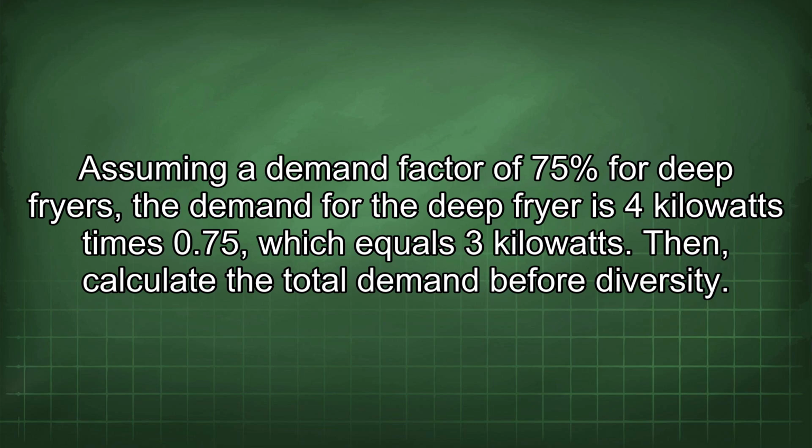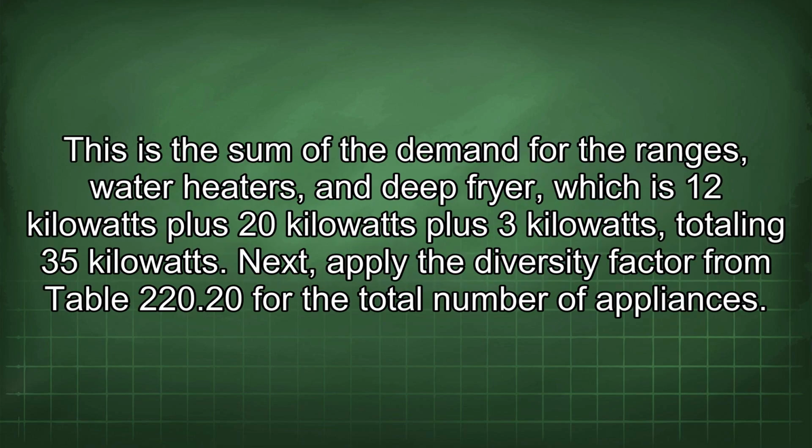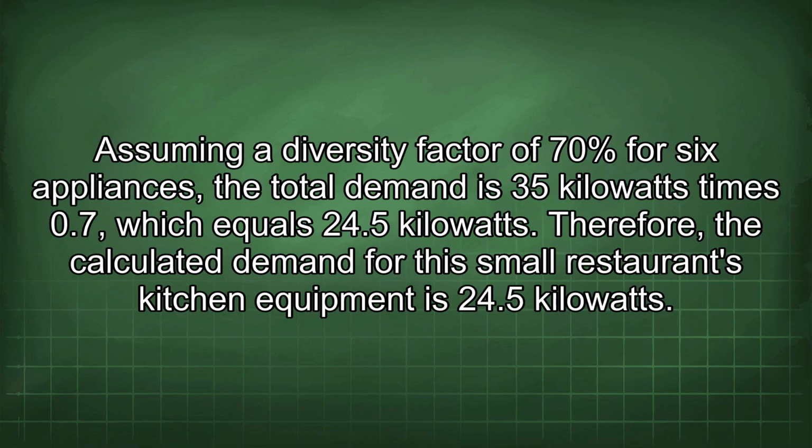Then calculate the total demand before diversity. This is the sum of the demand for the ranges, water heaters, and deep fryer, which is 12 kilowatts plus 20 kilowatts plus 3 kilowatts, totaling 35 kilowatts. Next, apply the diversity factor from table 220.20 for the total number of appliances. Assuming a diversity factor of 70% for 6 appliances, the total demand is 35 kilowatts times 0.7, which equals 24.5 kilowatts. Therefore, the calculated demand for this small restaurant's kitchen equipment is 24.5 kilowatts.